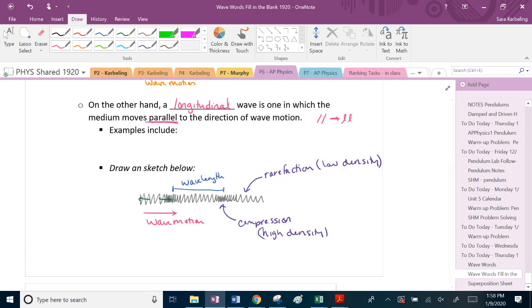Have you ever seen any examples of a longitudinal wave? What's that? Worm. Yeah. I've been teaching this for a long time and no one has ever brought that up. But yeah, when worms move, they absolutely use something like longitudinal wave motion. I like that.